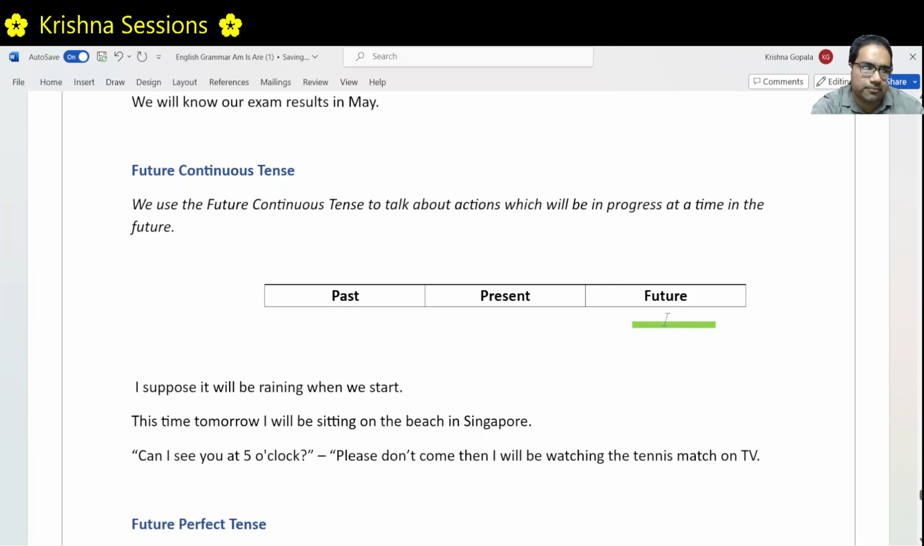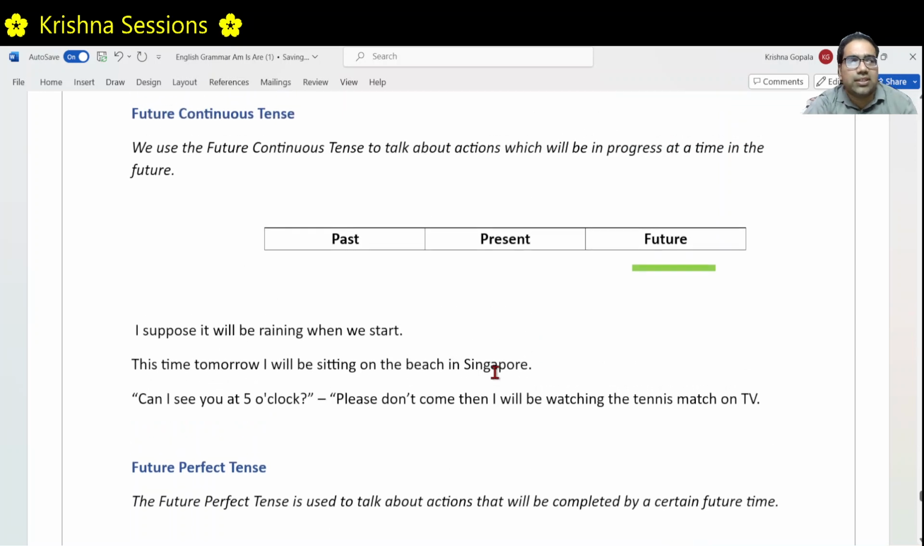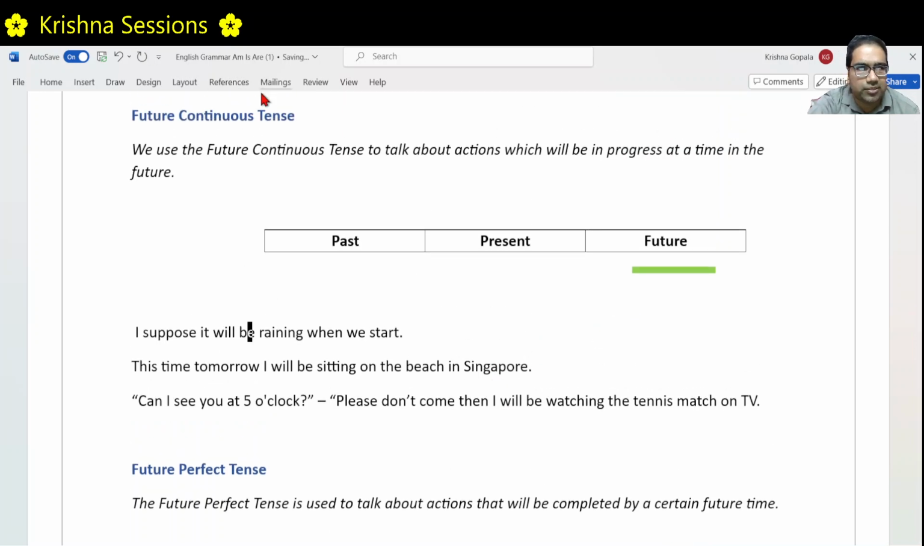There's a continuity there. Can I see you at 5 o'clock? Please don't come then. I'll be watching the tennis match on TV. I'll be watching from here to here. This might be, this could be 5 o'clock. Right. So there is a continuity. There is some continuous action in future. That's what is future continuous.